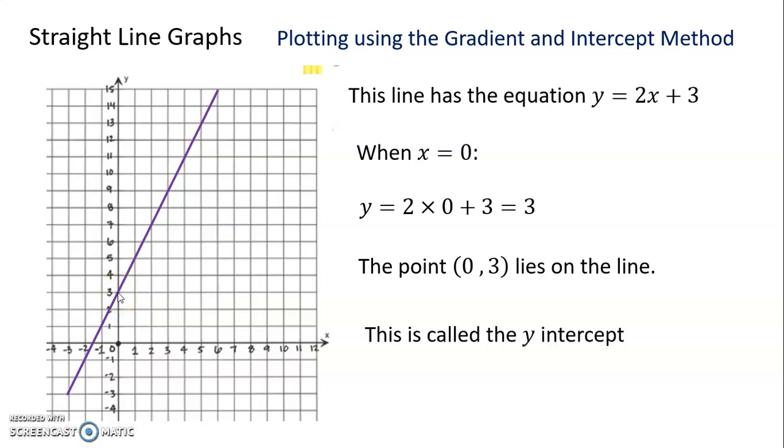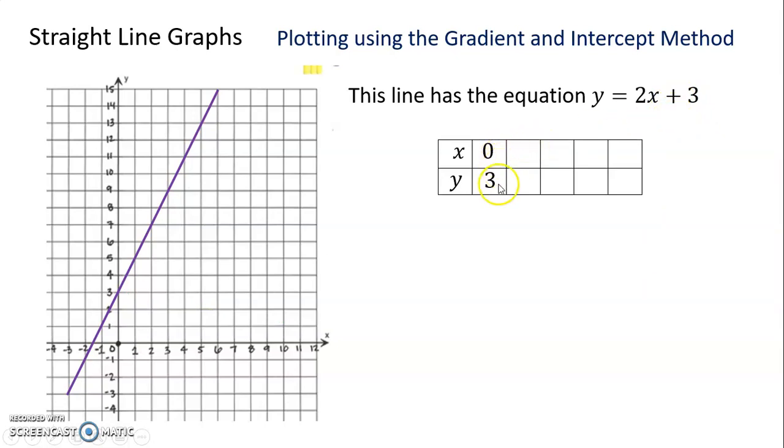Now this point is called the y-intercept. It's where it crosses the y-axis. So we can see that the y-intercept is (0, 3) on the screen there. And we can also see that we've got a constant add 3, plus 3, on our equation here, because the y-intercept is always the point where x equals 0. So we're always going to be left with just the constant on the end. So we can read it off the graph where it crosses the y-axis, and we can also read it straight off the equation as well.